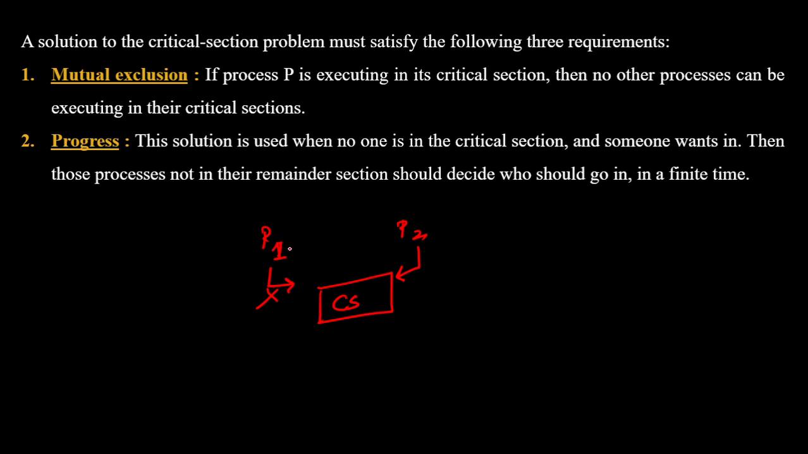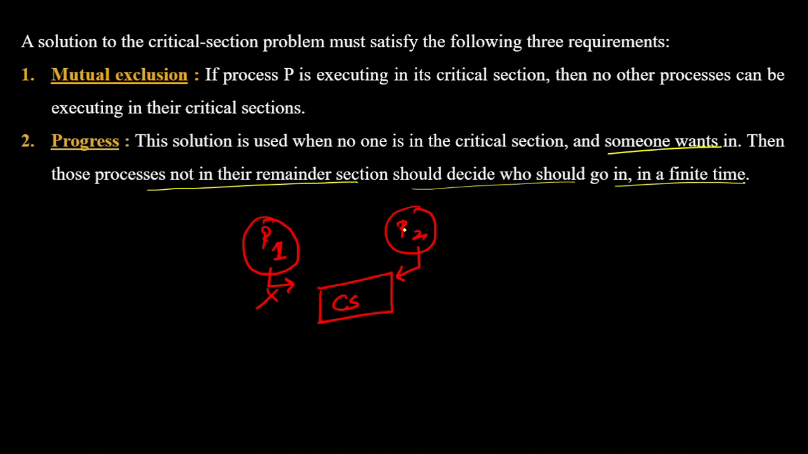What they're saying is that P1 does not want to enter the critical section. Okay, no problem. P2 wants to enter the critical section, so P1 should not stop P2 from entering. So this is your progress. This solution is used when no one is in the critical section and someone wants in. Then those processes not in their remainder section should decide who should go in within a finite time.